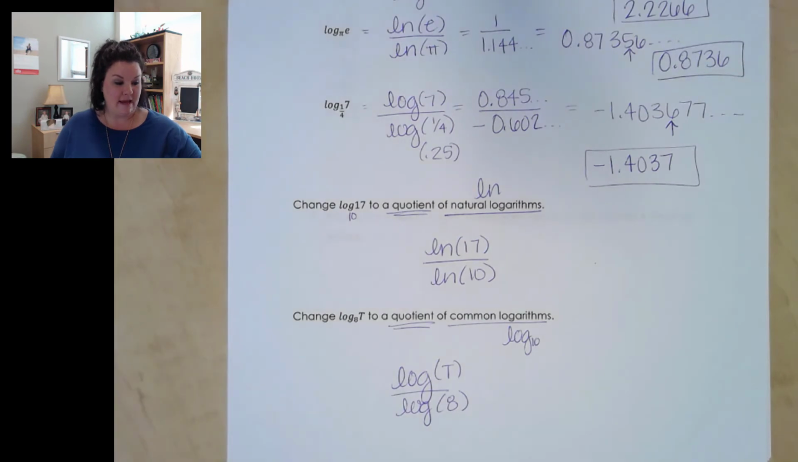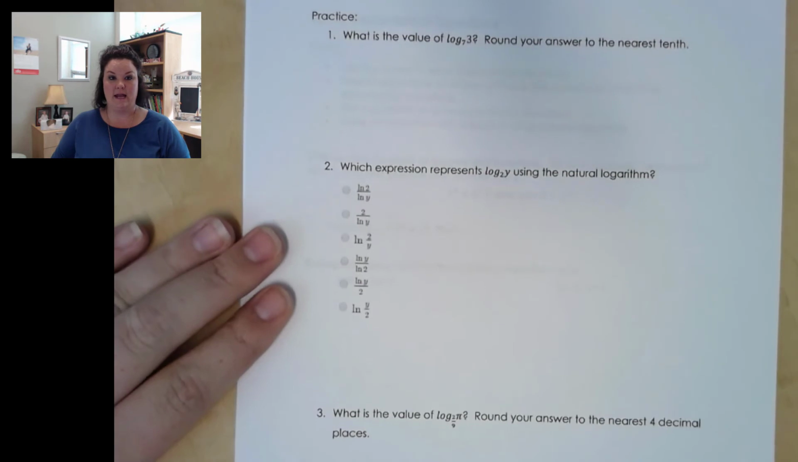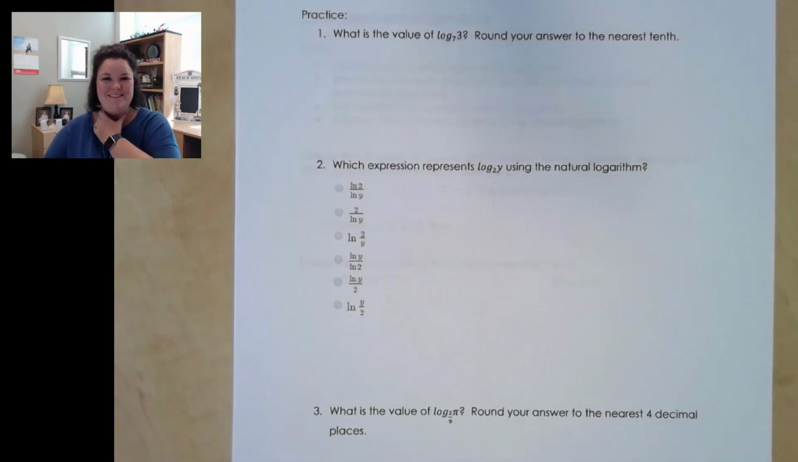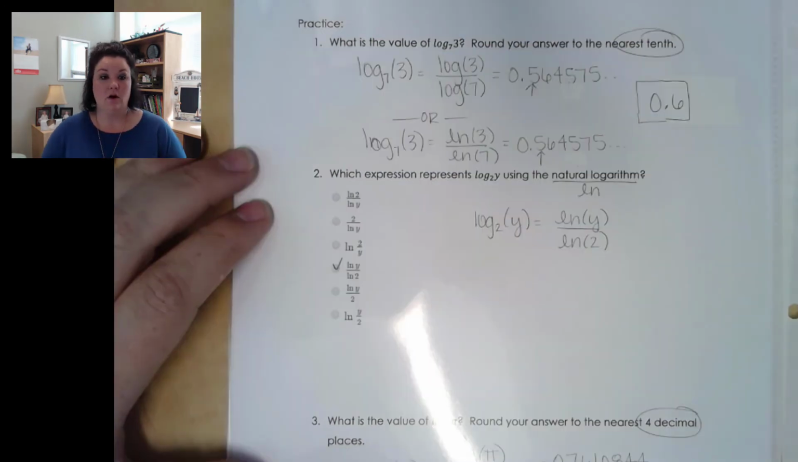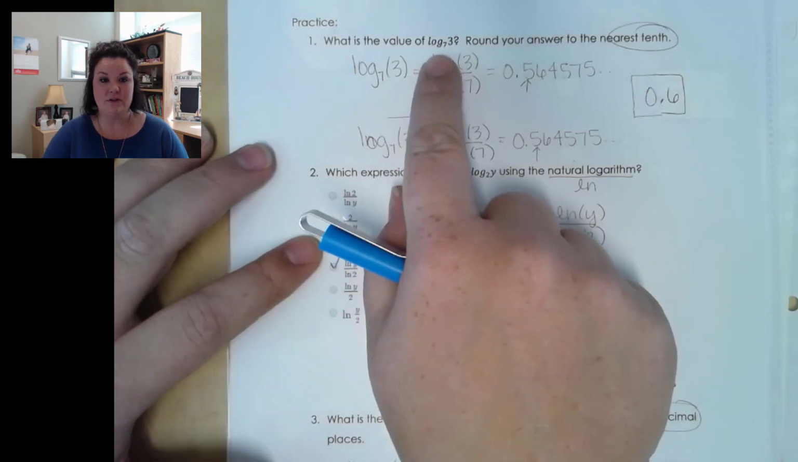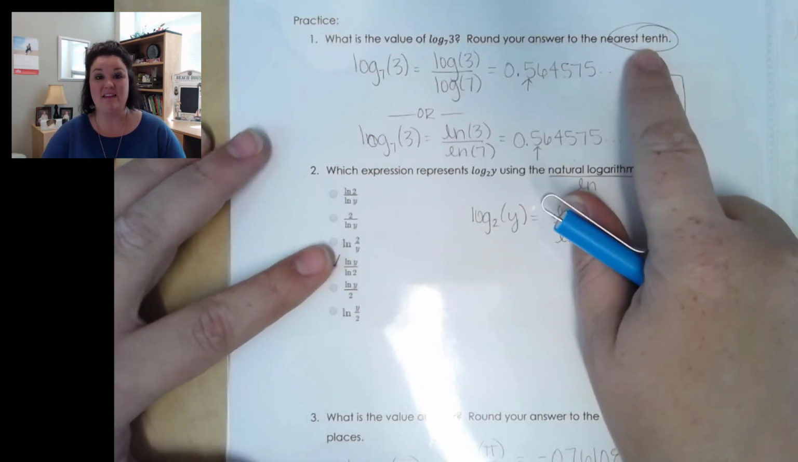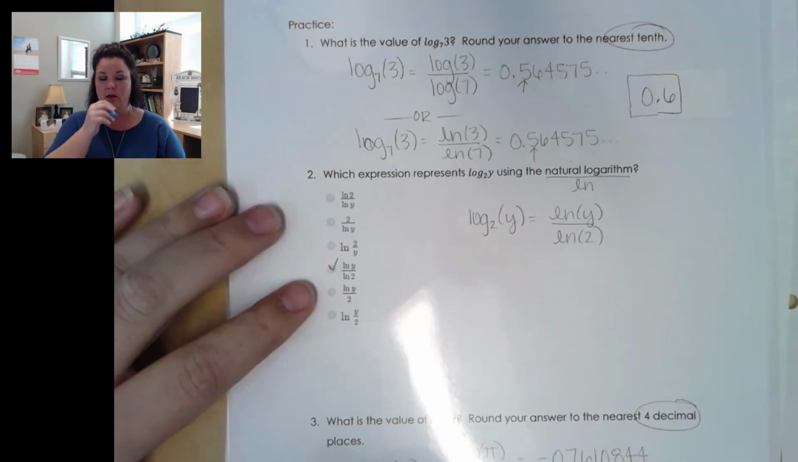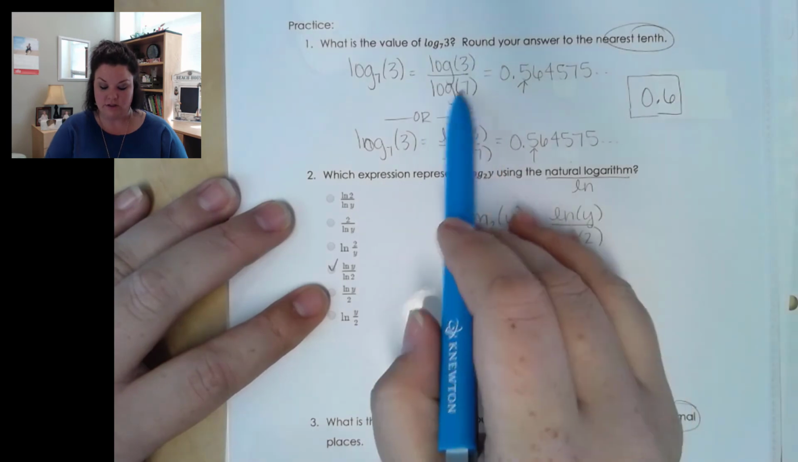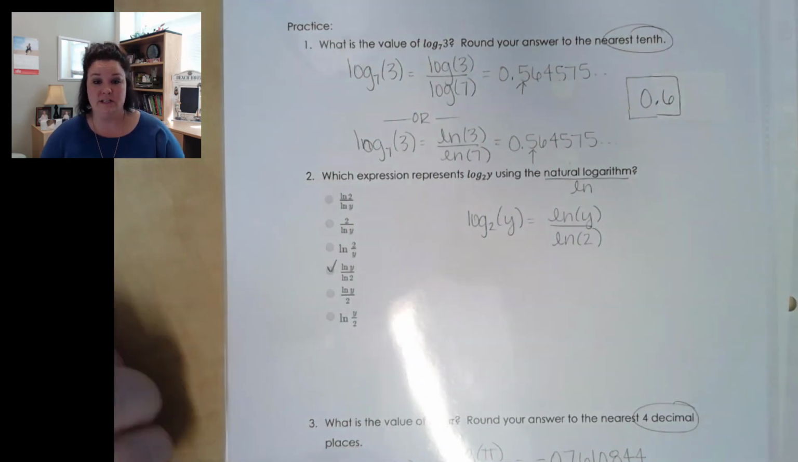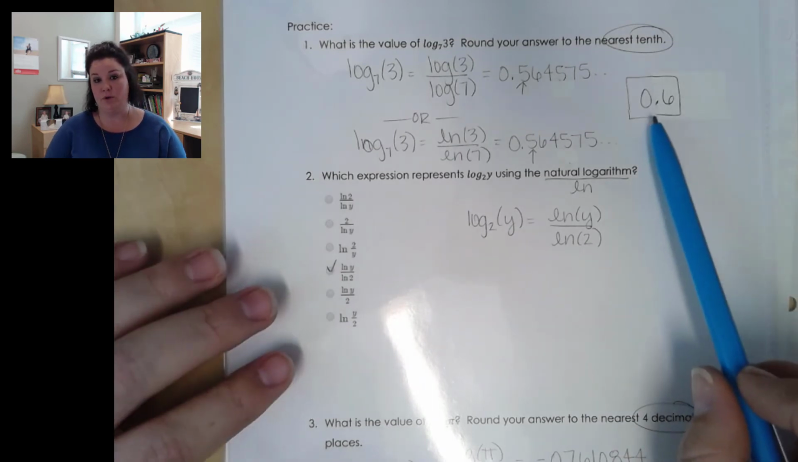So on the next page, there are 3 for you to try. So go ahead and try those. Pause the video, and then when you're ready, play it again. Okay, so here we go. Practice. This one, we want a decimal answer for this log, and we want it rounded to the nearest 10th. That is 1 decimal place. So I worked it out here using a common log and also using ln, just to show you you'll get the same thing either way. So either way you worked it, you should have ended up with 0.6.